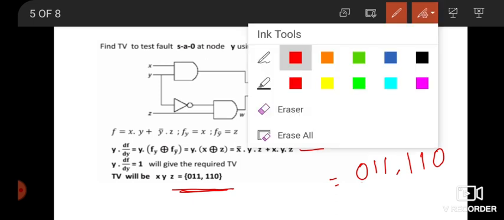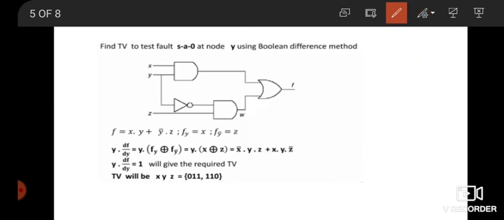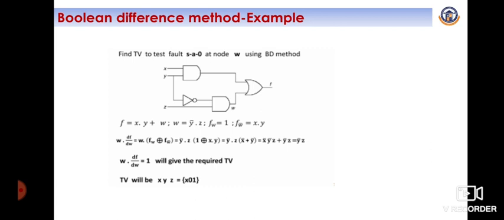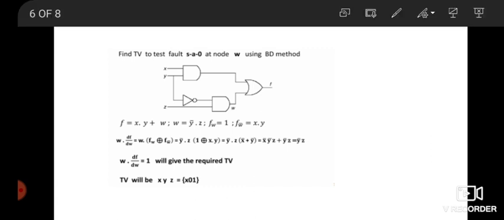This is the concept of the Boolean difference method. Based on this concept only we are going to find the test vector. Next we move to the next slide. Similarly, suppose our w line is affected by stuck-at-0. So based on the previous concept, here we are going to find the test vector.